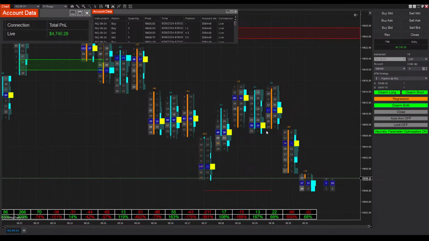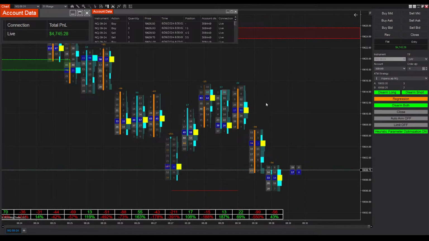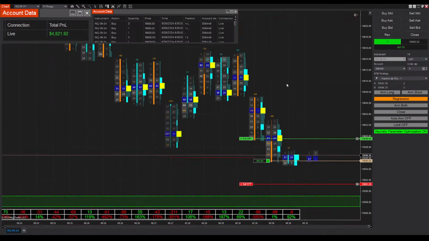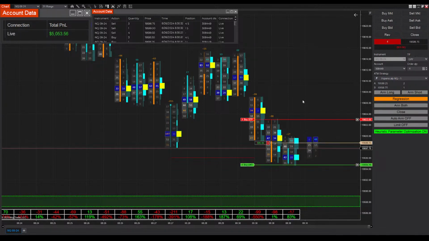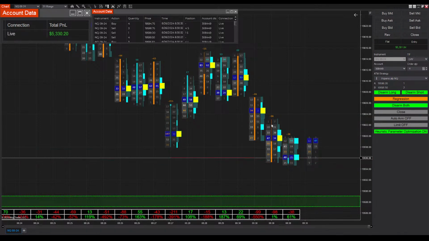We switched to regression there and got filled into a trade pretty quickly. Was just placed into a long position there. And we got up to 5,000 on the day now. Getting a lot of consecutive trades now in regression. Some pretty good wins here.